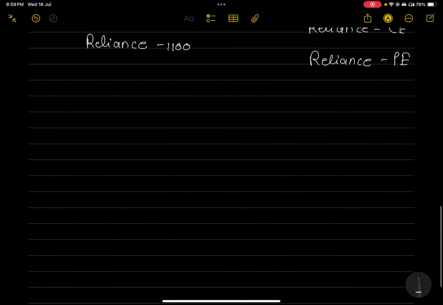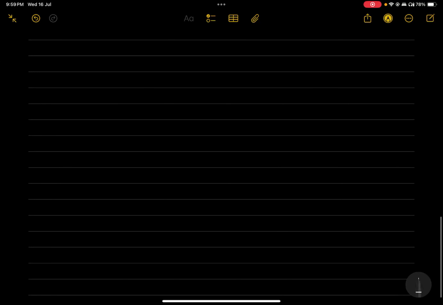Everyone understand this. In the stock market, we are right now talking about options trading. So every underlying asset has two derivatives, a call derivative and a put derivative. Assuming the underlying asset price is going up, you will go for the call derivative. Understanding that the price will go down, you will go for the put derivative.